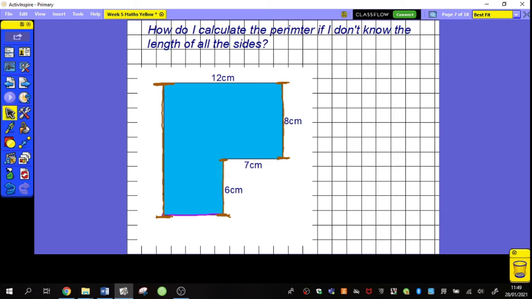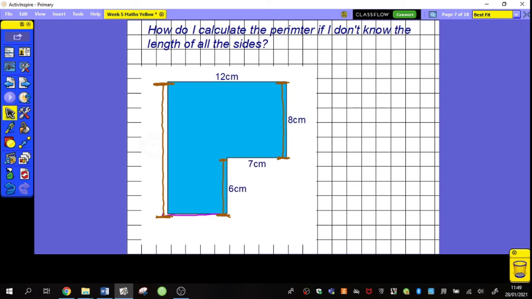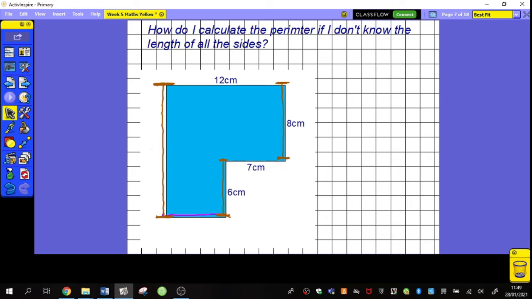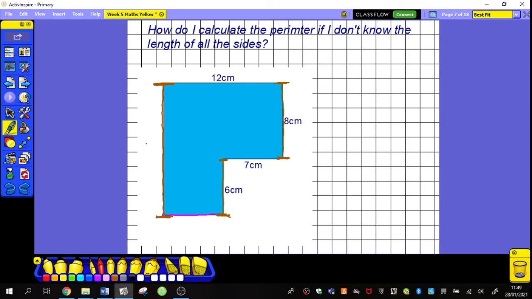So my missing length, my brown's length down here, this missing one, I could label it X for the moment. That missing length is going to be the 8 add the 6. So 8 add 6, nice and easy, is 14. So here we go. I can now go about that because I know the value of it, 14 centimetres.